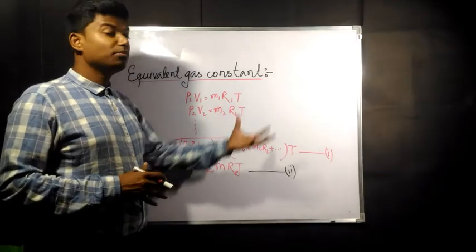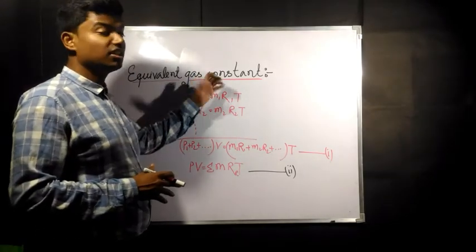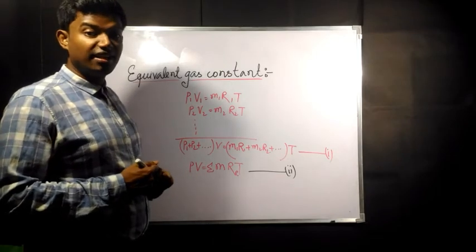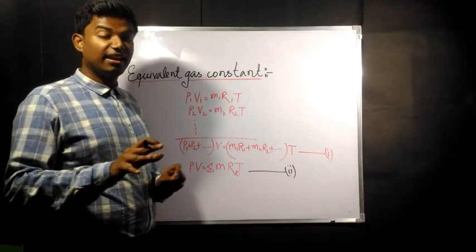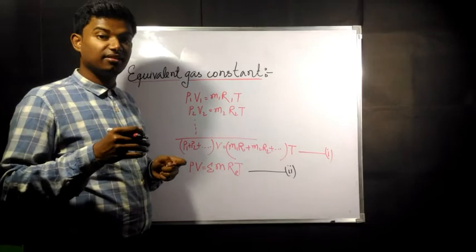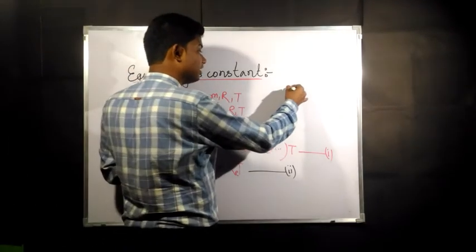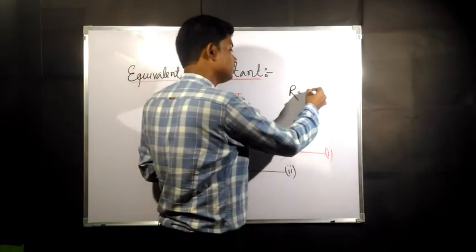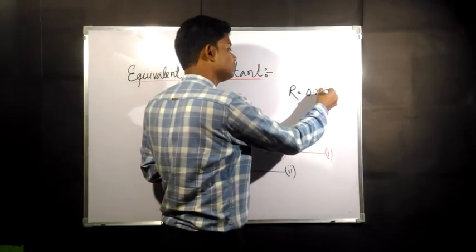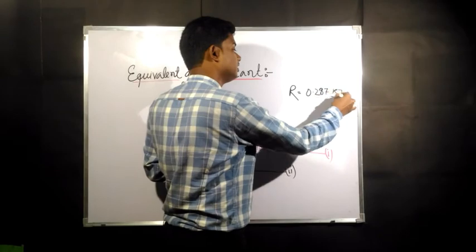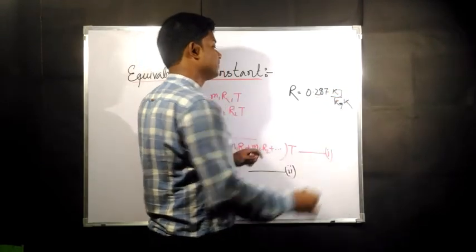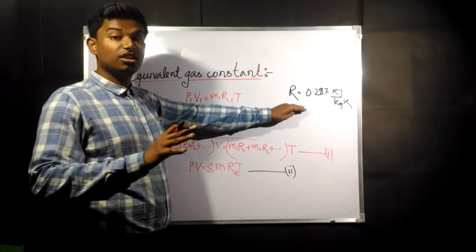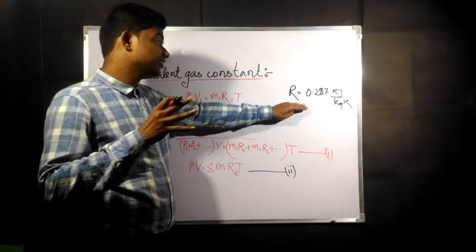Okay, now in the whole mixture, what will be the equivalent gas constant? This is what we are going to derive. Suppose we take air. Air is a mixture of many gases. The characteristic gas constant of air is given as 0.287 kilojoule per kg kelvin.